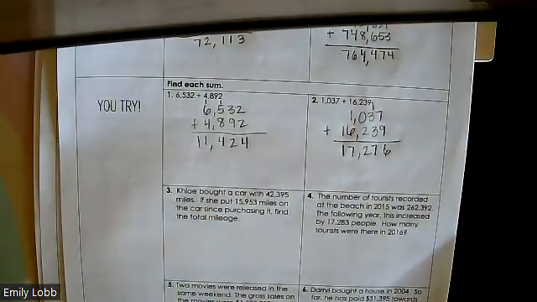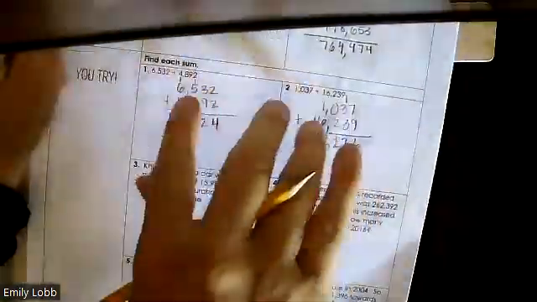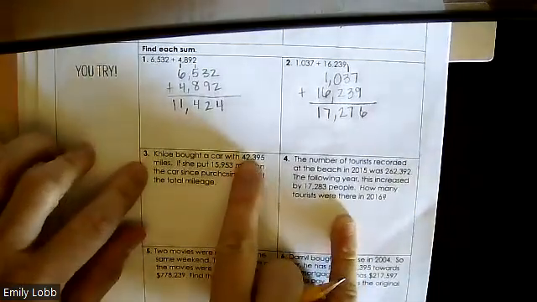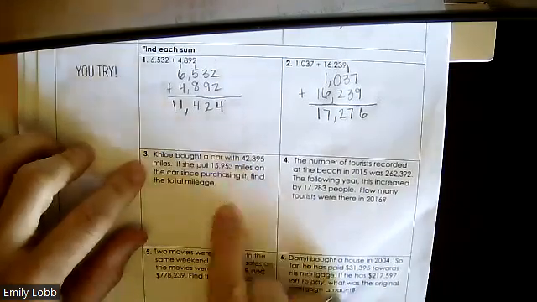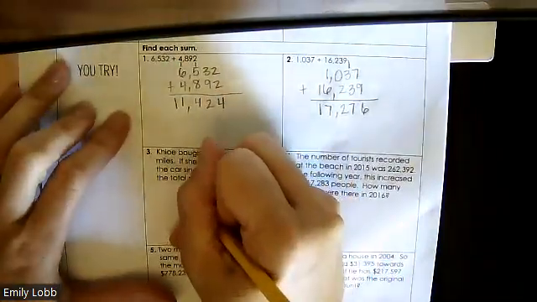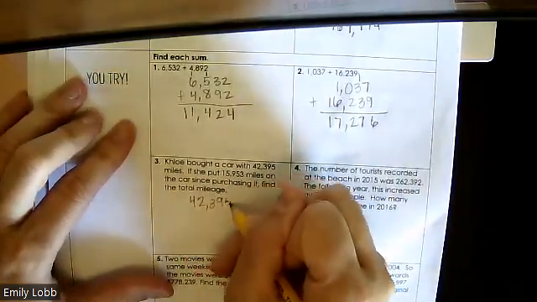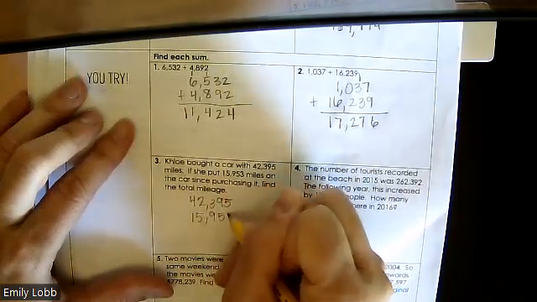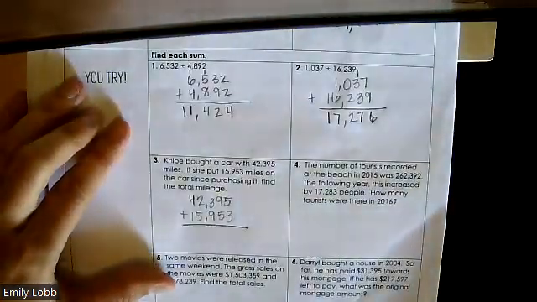17,276. All right, so then it just changes to word problems. If you can do this, you can do these, right? Chloe bought a car with this many miles. She's putting this many more miles. So we're finding the total. We're adding this plus this, that gives us our sum. So I'm just rewriting the problem. 42,395. 15,953. Right? Then I'm going to add that up. Let's come back to it.